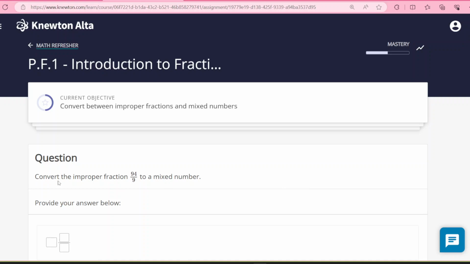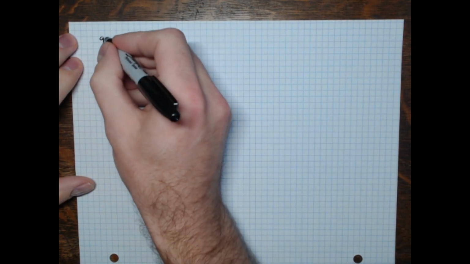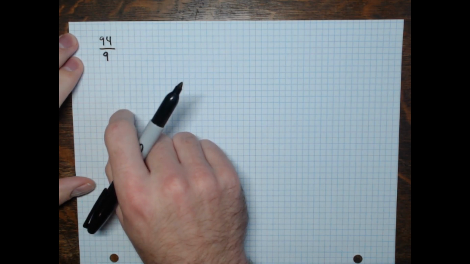So now we're back to converting the improper fraction 94 ninths to a mixed number. Once again, you can draw a picture with some shading, or do division. And again, I'll do both. I know I said I wouldn't do all this in the beginning of the video, but might as well. So we're given 94 of these ninths to write as a mixed number.